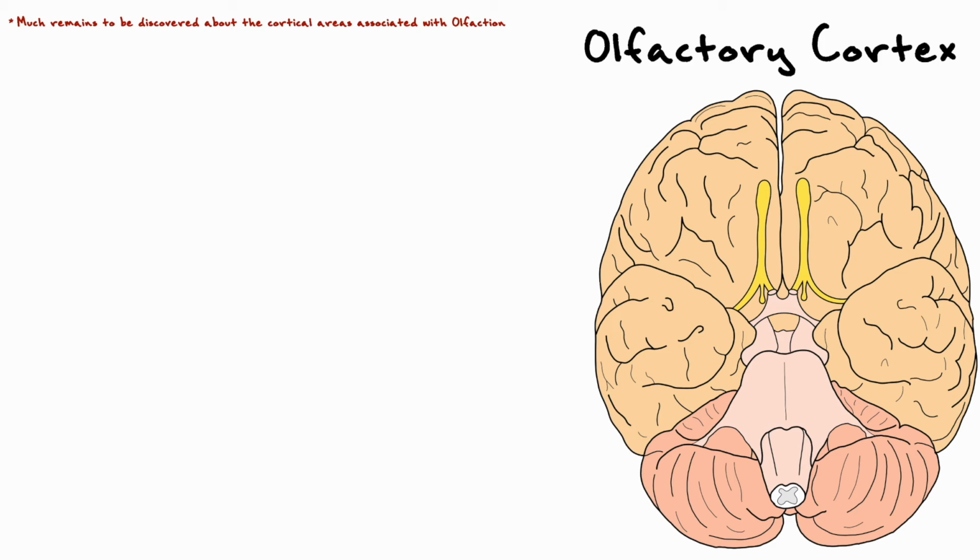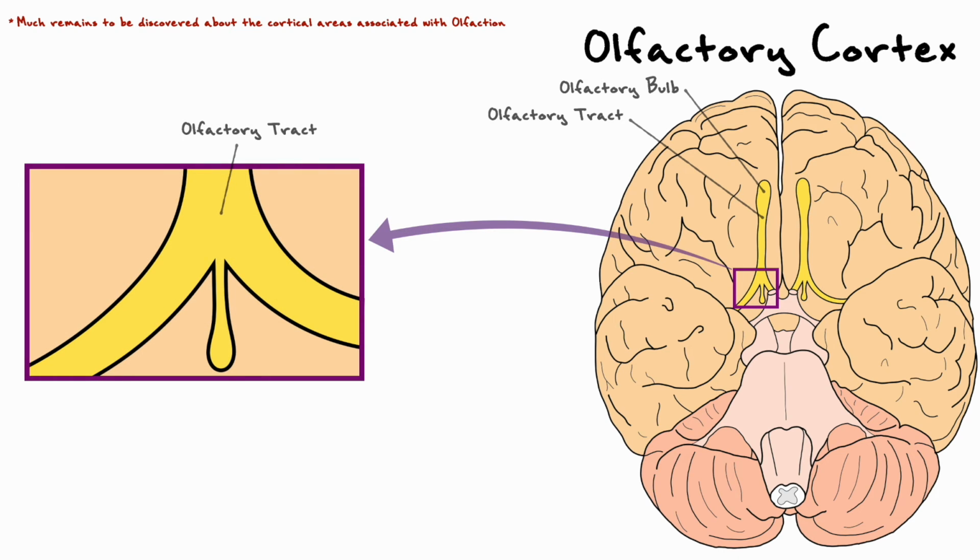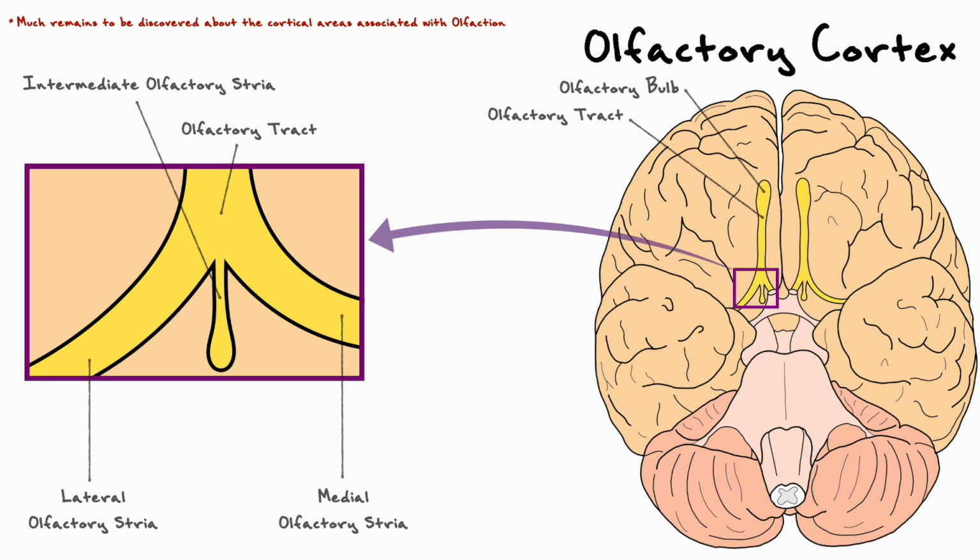As a reminder of where we are, here you can see the olfactory bulb, which is where the signals from the ORNs were integrated and then sent through the olfactory tract. As the olfactory tract reaches the region of the optic chiasm, it divides into the lateral, intermediate, and medial olfactory stria. Each stria then sends olfactory information to different cortical areas.